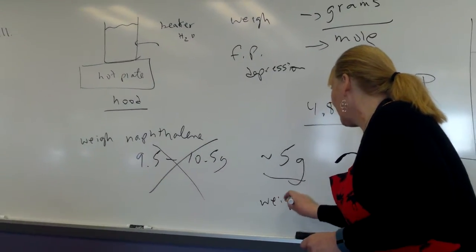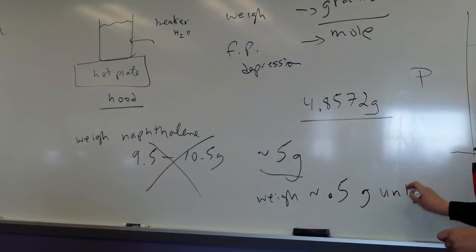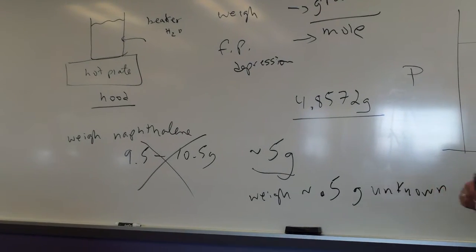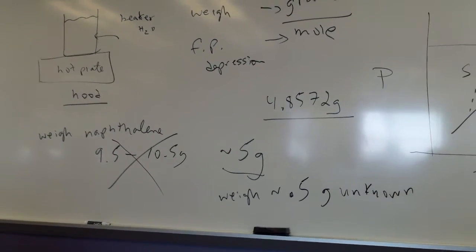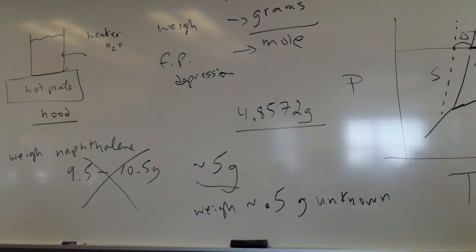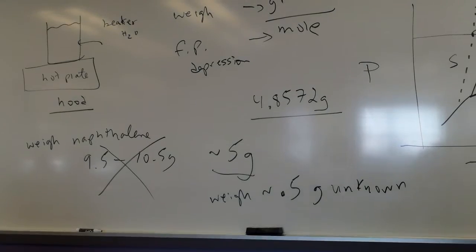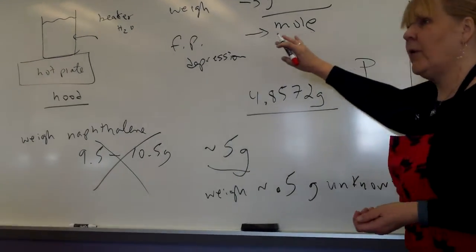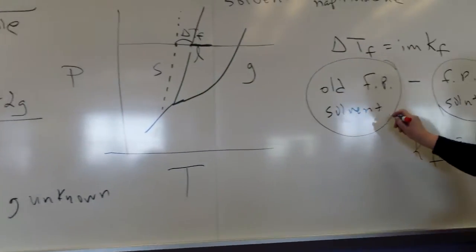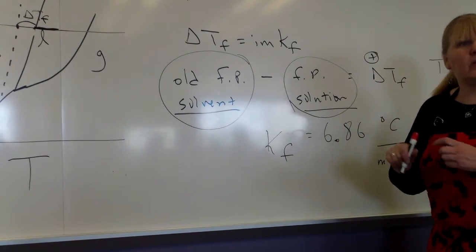Do the same thing with your unknown. Weigh about 0.5 grams of your unknown. I am using unknown number 3. Pick out unknown 1, 2, or 3, and weigh out about 0.5 grams. Are we good? Now, in order to get our freezing point depression, we have to do 2 points: 1, freezing point of the solvent; 2, freezing point of the solution.